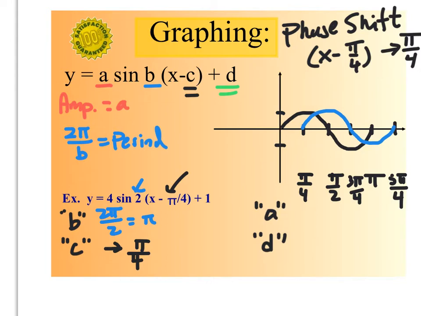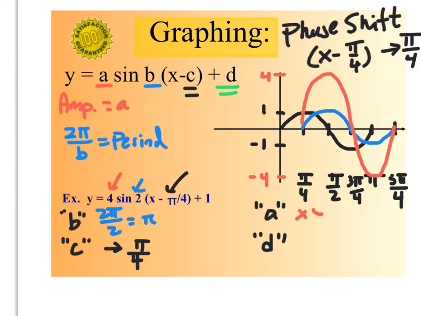Okay, so what do we do now? Well, we're going to stretch it. We're going to stretch it by a factor of, looks like 4. So everything that used to be a 1 and a negative 1 is now going to stretch all the way up to 4 and down to negative 4. Okay, so I take my current spot and I stretch it by a factor of 4.